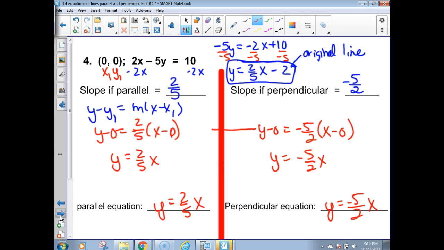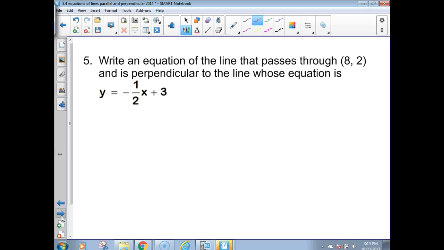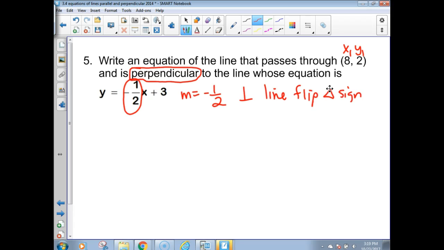Okay, let's try 5 and 6. Get just a few more together. Write an equation of a line that passes through this point, x1, y1, and is perpendicular. Now when you read these questions, it's not always going to be set up like the ones I was just going over, where you have to do both. If it just says find the line perpendicular, you have to pay attention and know that the slope of this line is negative 1/2. For the perpendicular line, we need to flip and change sign. Okay, got to do both. So the slope of the perpendicular line would be positive, and flipped would be the number 2.